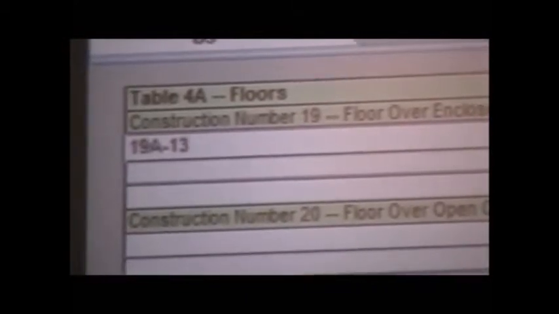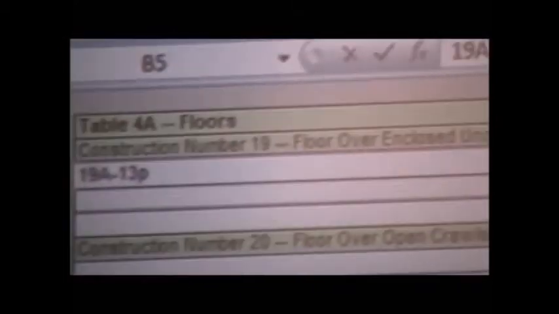Okay. The U value was 36.6. What were you looking at? Should be the U value right here is 0.065. Okay.